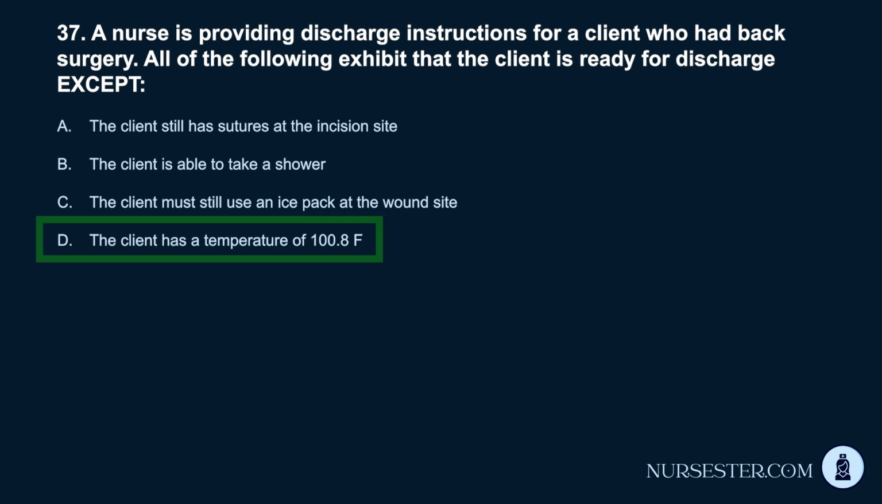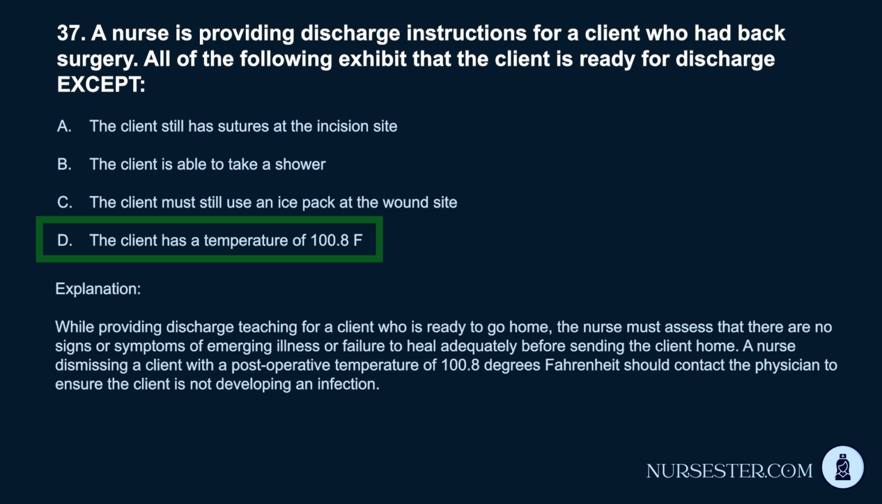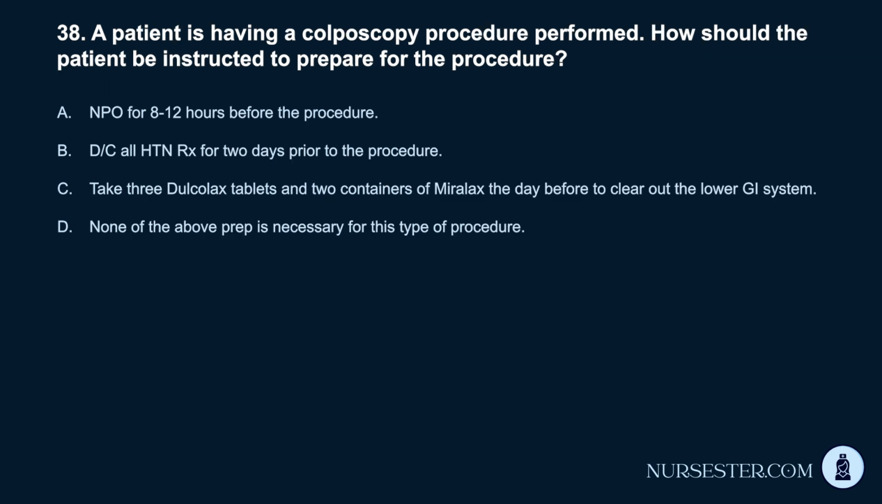Correct answer, D. The client has a temperature of 100.8 F. While providing discharge teaching for a client who is ready to go home, the nurse must assess that there are no signs or symptoms of emerging illness or failure to heal adequately before sending the client home. A nurse dismissing a client with a post-operative temperature of 100.8 degrees Fahrenheit should contact the physician to ensure the client is not developing an infection.